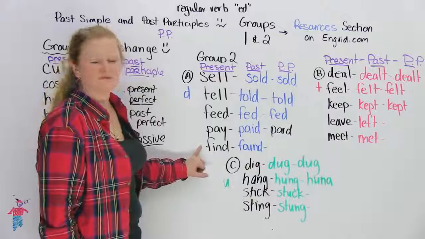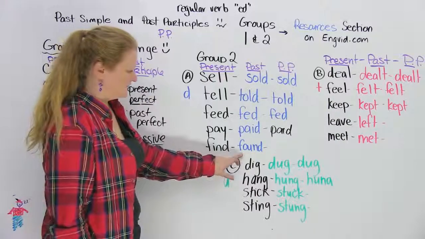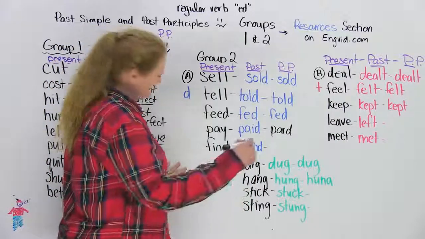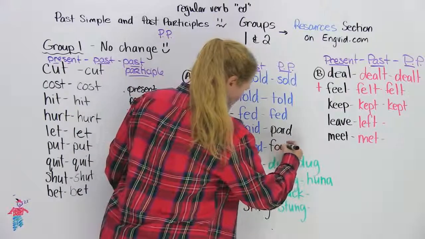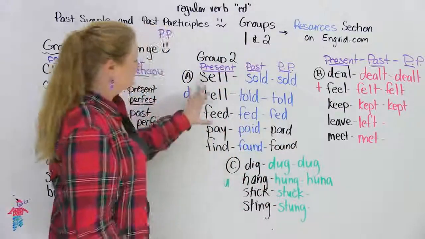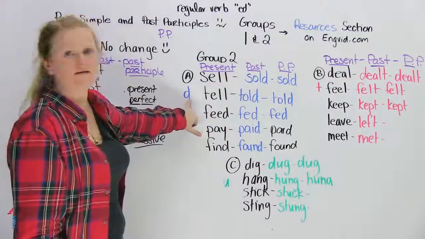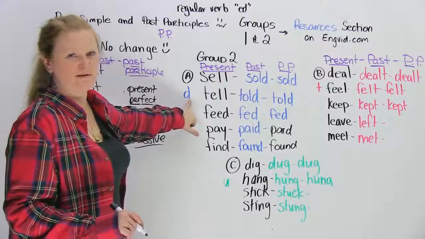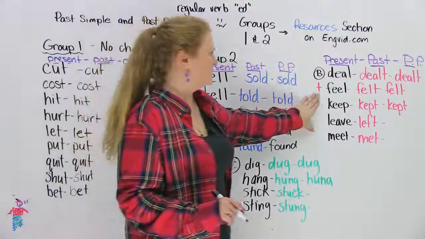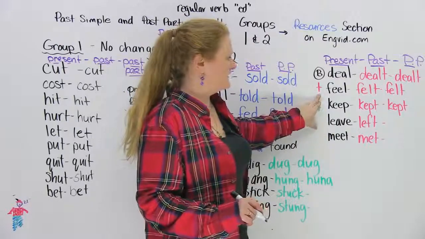And the last one, we have find. It's going to change to found. Good, good, good. So all of these ones here, when we change them, it's going to end in a D. On to part B. These next group of verbs, they're going to end in a T.